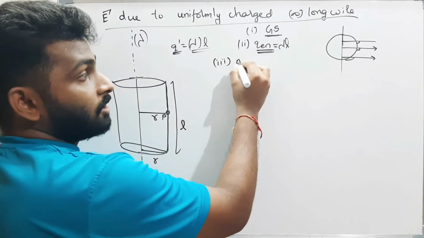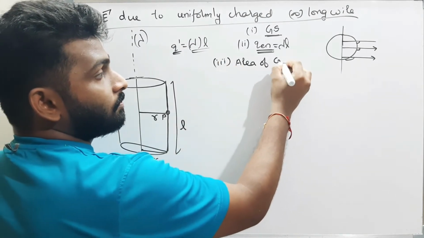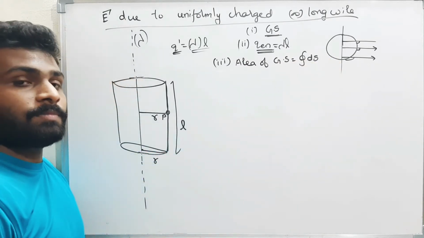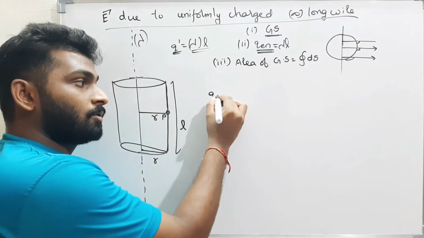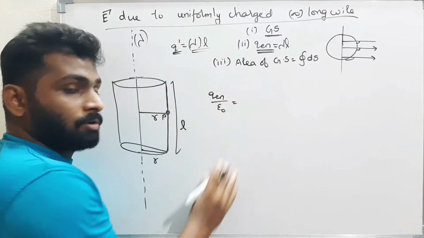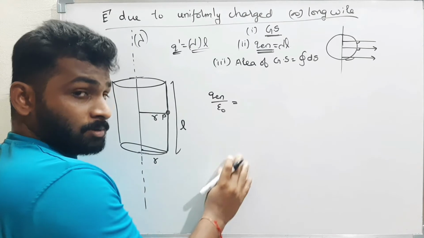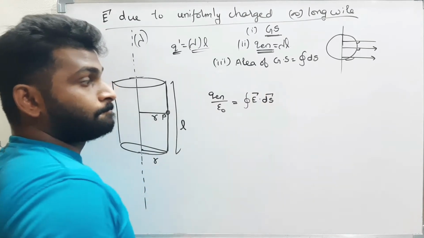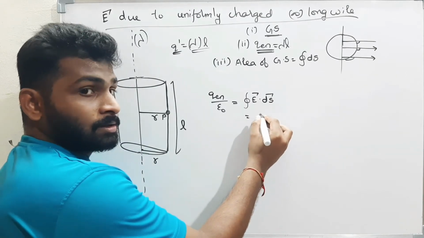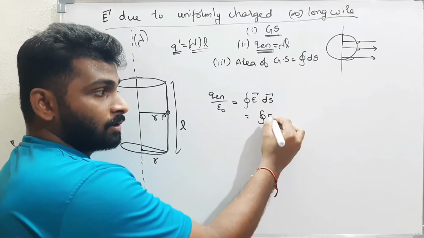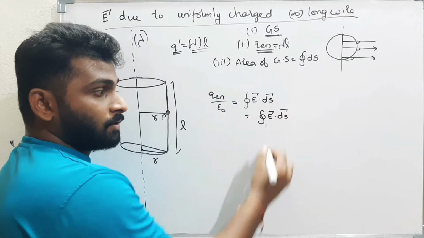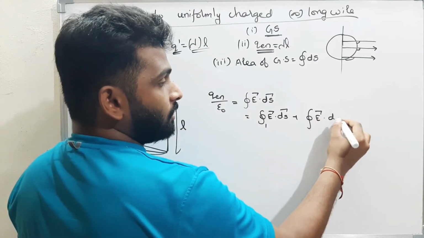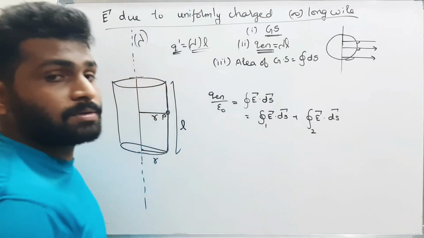The area of the Gaussian surface is nothing but the surface integral of ds. Okay, now see, I am using the formula. Q enclosed by epsilon naught must be equal to the surface integral of E bar dot ds bar. That is nothing but the surface integral of E bar dot ds bar for the first surface plus the surface integral of E bar dot ds bar for the second surface. What is the meaning of first surface?